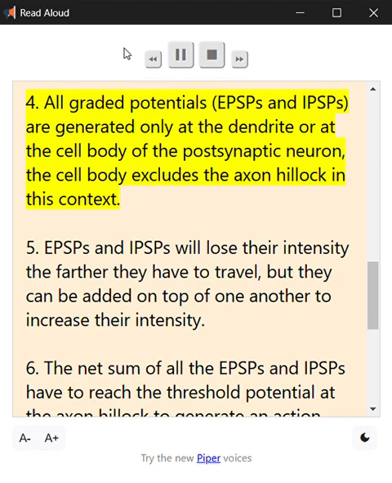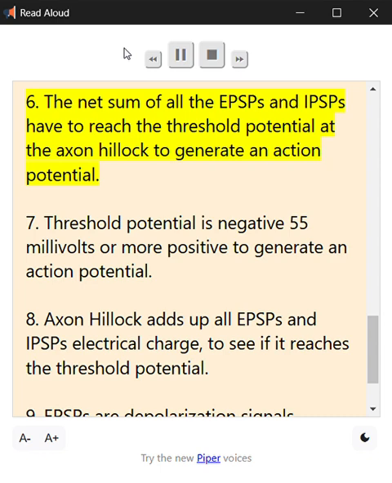4. All graded potentials, EPSPs and IPSPs, are generated only at the dendrite or at the cell body of the postsynaptic neuron. The cell body excludes the axon hillock in this context. 5. EPSPs and IPSPs will lose their intensity the farther they have to travel, but they can be added on top of one another to increase their intensity. 6. The net sum of all the EPSPs and IPSPs has to reach the threshold potential at the axon hillock to generate an action potential.